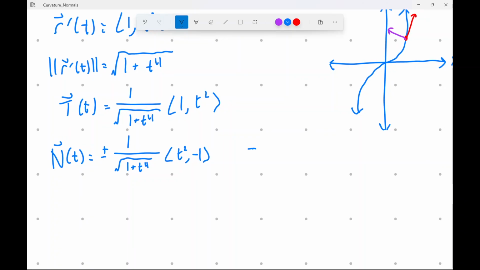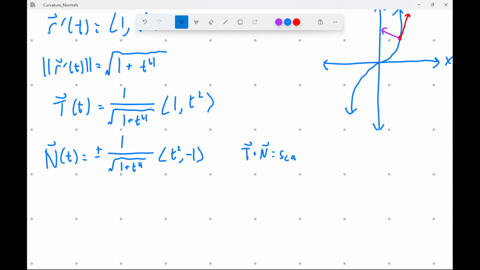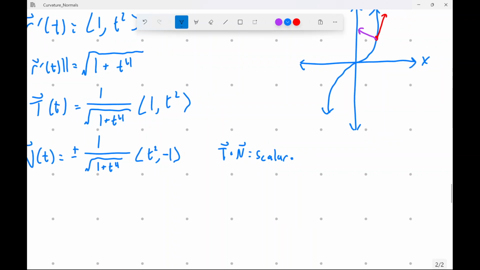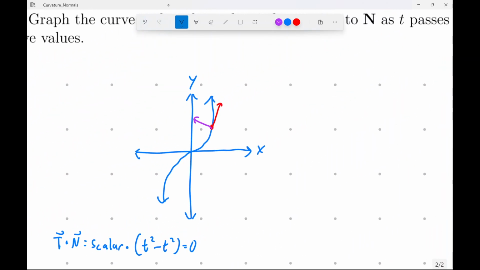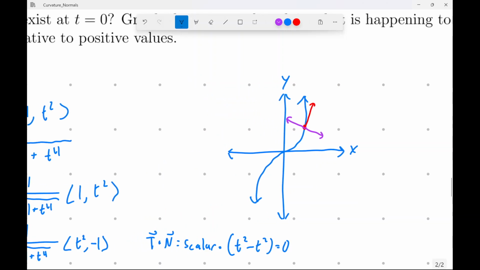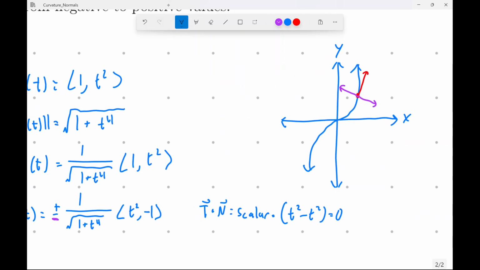These two numbers are just scalars. So T dot N is going to be some scalar times the dot product of the vectors, that's t squared minus t squared, which is indeed 0. Okay? And so this vector I found was one of these two purple vectors that I drew earlier. So now this plus or minus out in front is just going to make sure that we get the vector that points inward.